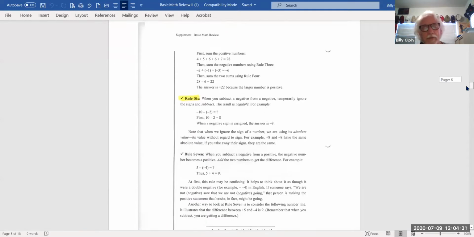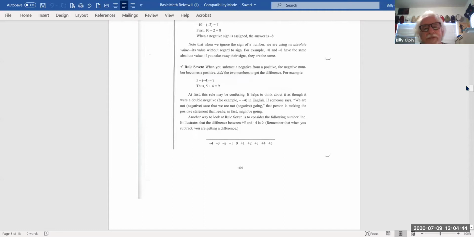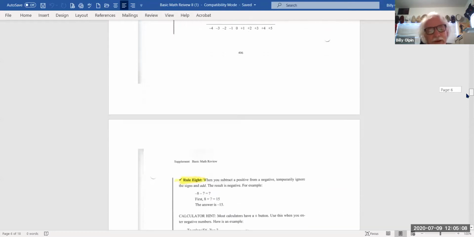All right. Rule 6, when you subtract a negative from a negative, just ignore the sign and the result is negative. Doesn't seem like much of a secret there, right? When you subtract the negative from a positive, the negative becomes a positive, so you add the 2 numbers, right? Same thing, a negative sign and a negative sign together make a positive, okay? So just like previously, when you were subtracting, it became a subtraction problem. Here it becomes an addition problem. I probably confused you even more right there, right?